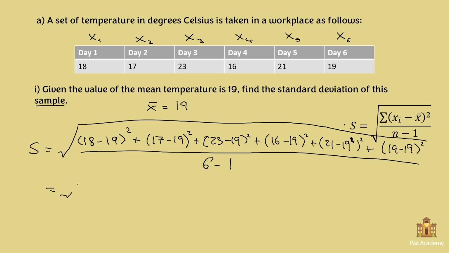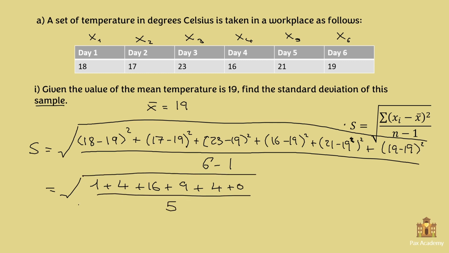So this is equal to the square root. 18 minus 19 is minus 1. Squared is positive 1. So 1. Plus 17 minus 19 is minus 2. Squared is plus 4. 23 minus 19, 4. Squared is 16. 16 minus 19 is minus 3, squared is 9. 21 minus 19 is 2, squared is 4. And 19 minus 19 is 0, so it's 0. Okay. Over 6 minus 1, which is 5. And the whole thing is square rooted.